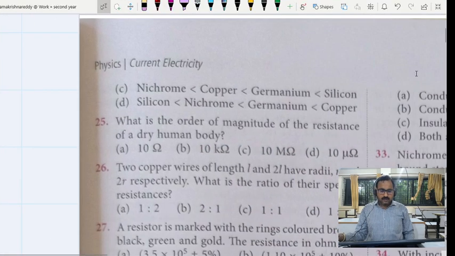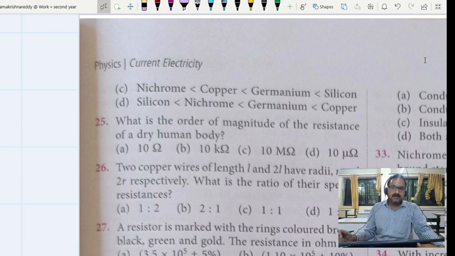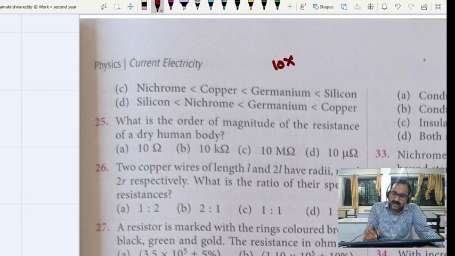25th question. What is the order of magnitude of the resistance of a dry human body? That is the general one, because we are not solving a problem. This is a fixed theory question. What is the order of magnitude of the resistance of a dry human body? That is 10 into 10 cube ohm only, nothing but 10 power 4, that is we can write as 10 kilo ohm.